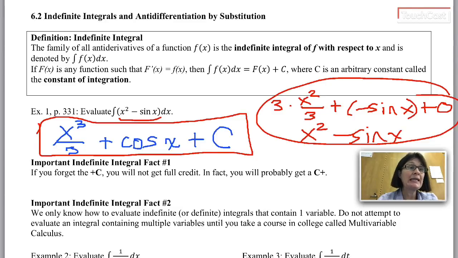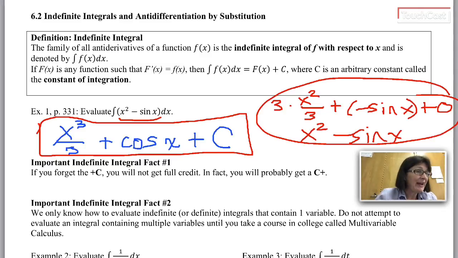If you forget the plus c, you will not get full credit. If you forget the plus c, you're leaving out an infinite number of possible correct antiderivatives. There are times when you're going to be able to work around that, but in general, when we are asked to evaluate an indefinite integral, there must be a plus c at the end of your answer.